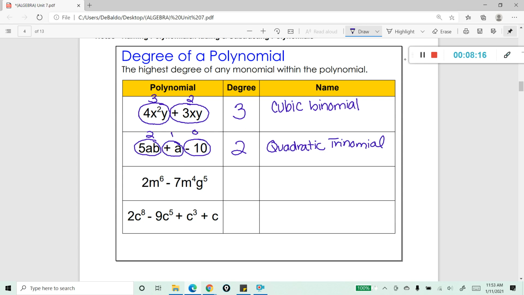Let's look at another one. This one has 2 terms, so I'm going to go ahead and circle those terms. You don't have to circle the terms, but I'm just going to for the purposes of the example. You can see that the first monomial has a degree of 6, and the second monomial has a degree of 9. So that gives this a degree of 9. We're just going to call this a 9th degree. And because it's 2 terms, this is going to be a 9th degree binomial.